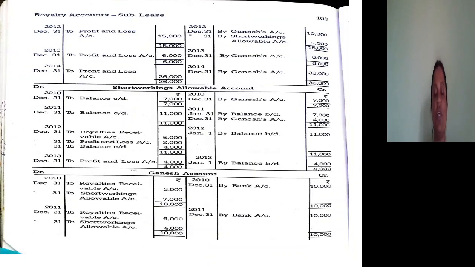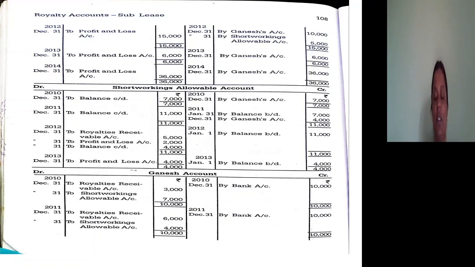As far as short working is concerned, there is irrecoverable short working. Journal entry: short working account debit to profit and loss account 2,000, and 4,000 is carried forward to next year. So short working account debit to balance carried down 4,000. Next year opening, by balance brought down 4,000, as far as 2013 is concerned.